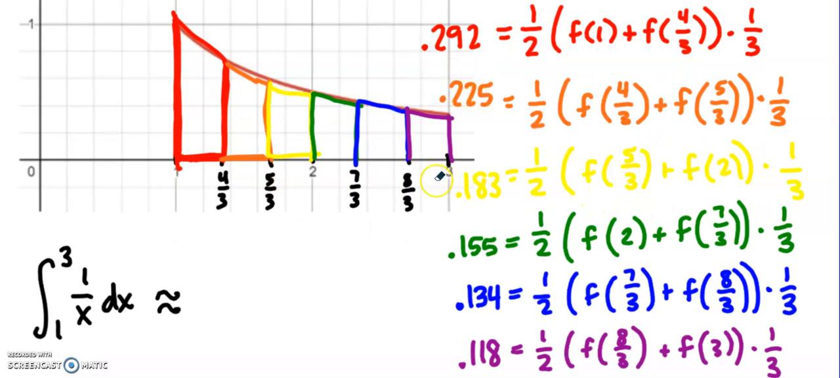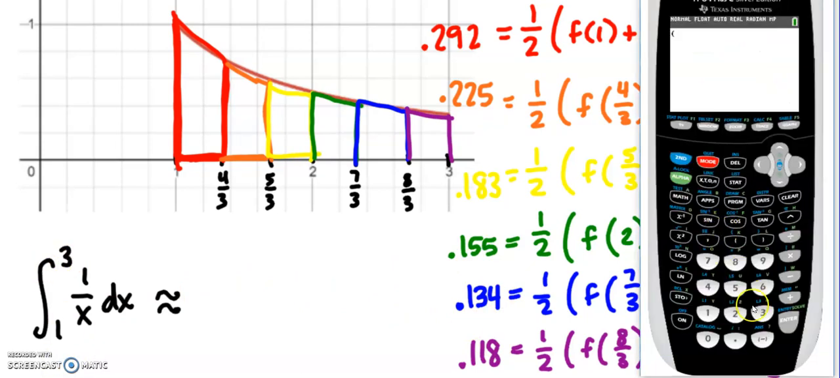All right, so here's what I came up with. Again, just doing some number crunching. These were my 6 different trapezoids. Well, if I want to approximate the full integral, I'm going to take those 6 areas. So 0.292 is what I came up with for red. 0.225 is what I came up with for orange. 0.183 for yellow. 0.155 for green. 0.134 for blue. 0.118 for purple. And so total, I get 1.107.